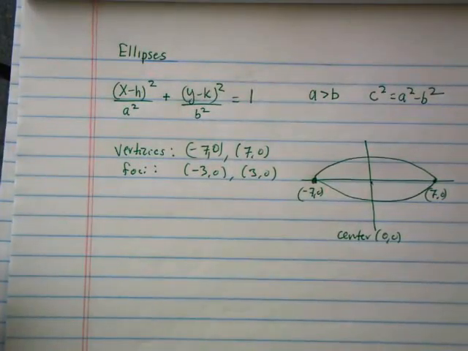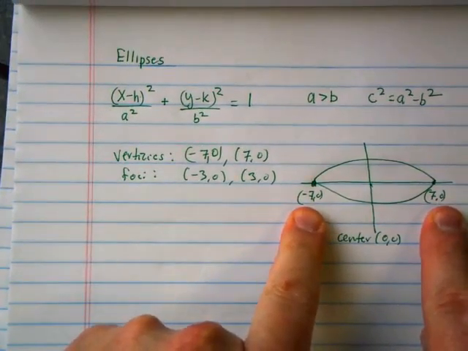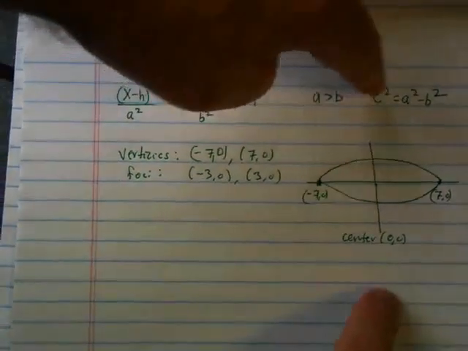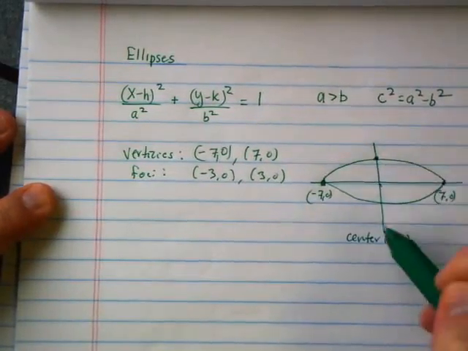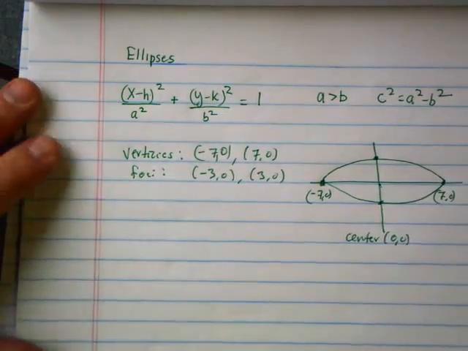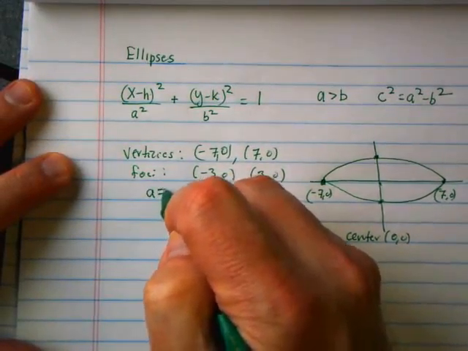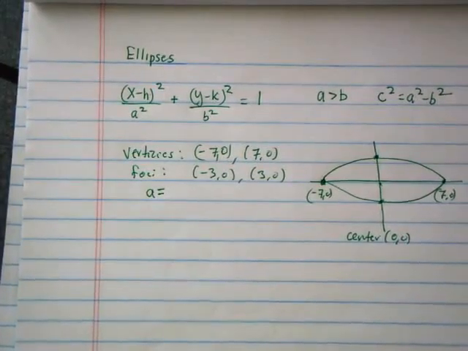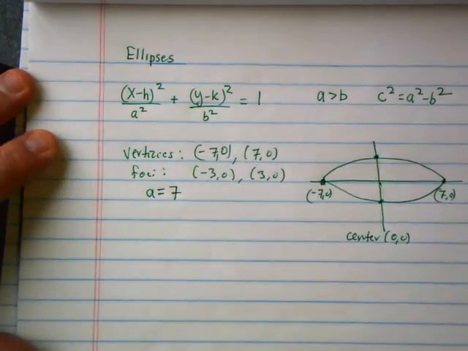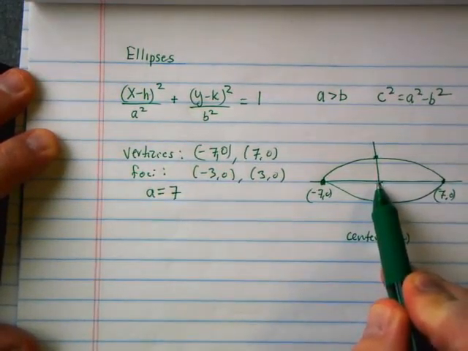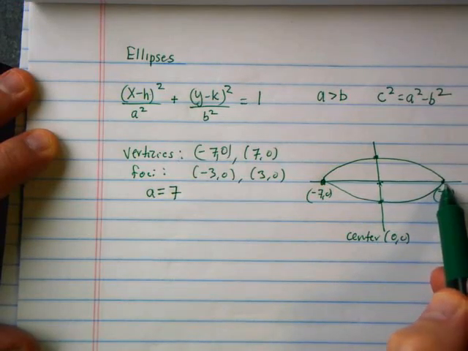What's that? Co-vertices. If these were called co-vertices, then they would be here and the vertices would have to be up and down. Co-vertices would be these points here. All right, well, I think then we should know the a number. a is 7. Why is a 7? From the center to a vertex is 7 steps. So a is 7.